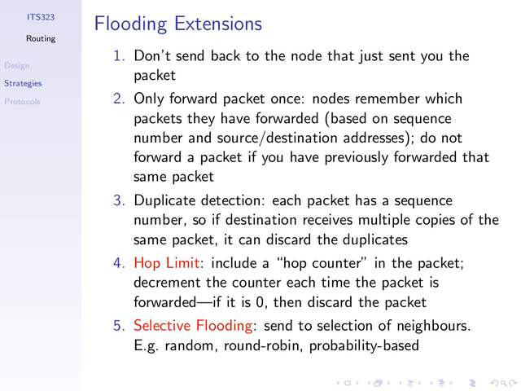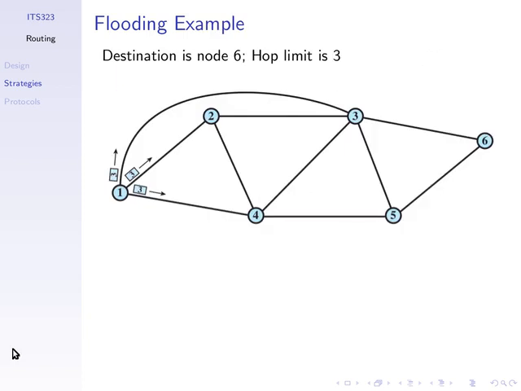Set some initial value, let's say 3. When someone sends a copy of that packet, they reduce the value. And that's what these numbers show. These numbers are hop limits. The original value is 3.